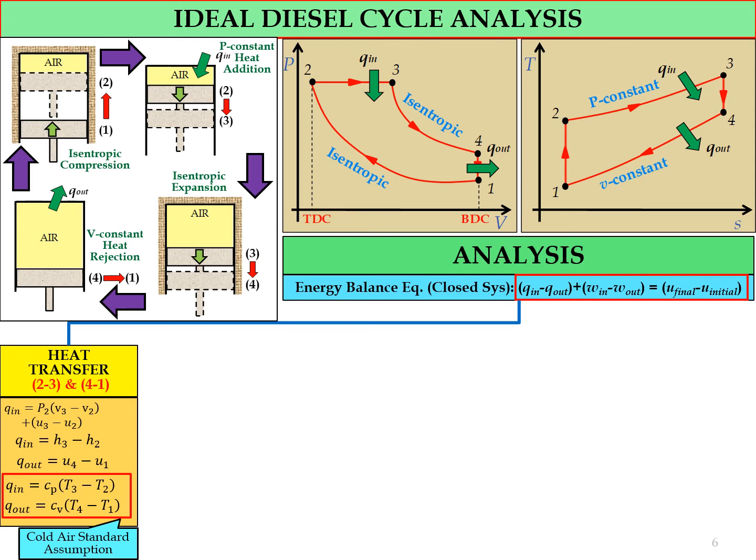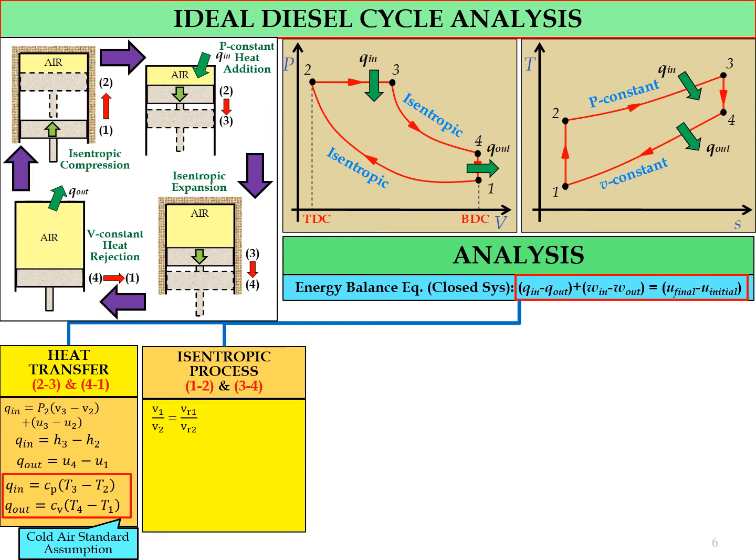And for the Q out, we can use Cv times the temperature at state 4 minus the temperature at state 1. Now we look into the isentropic process, which is the process of 1 to 2 and 3 to 4. And here we first look into the volume ratio, which is V1 divided by V2. It is equal to VR1 divided by VR2, and the same goes for VR4 divided by VR3, which is equal to V4 divided by V3.